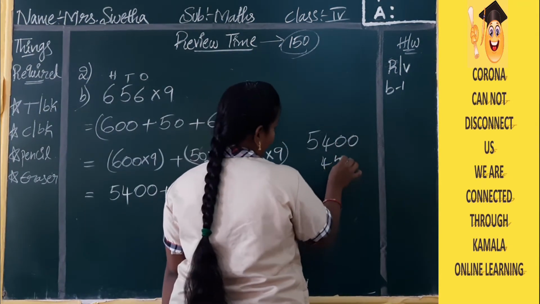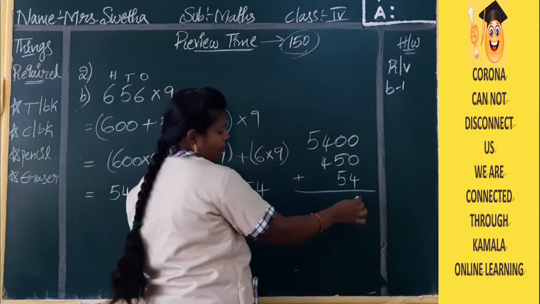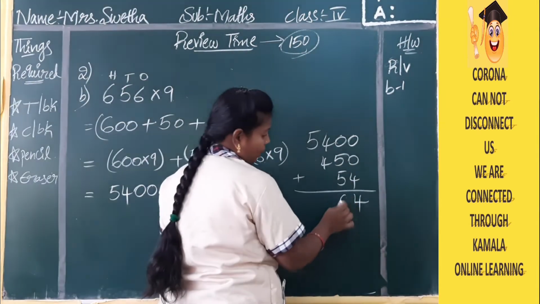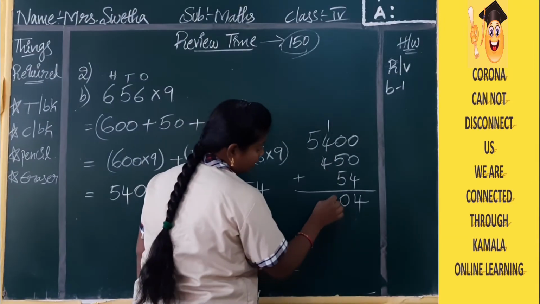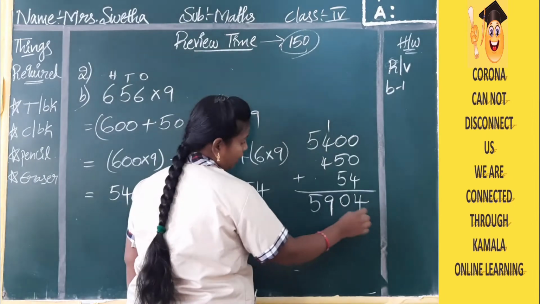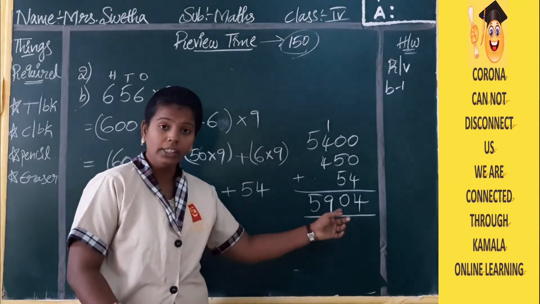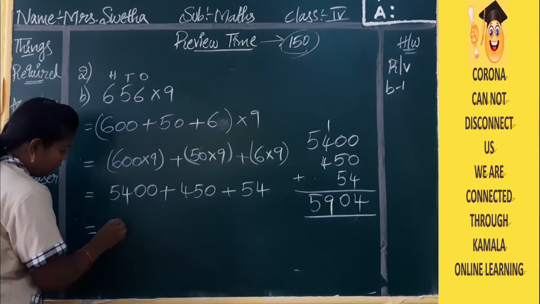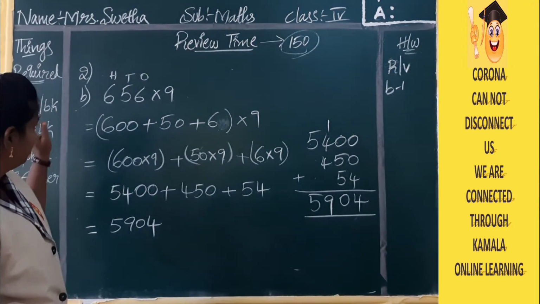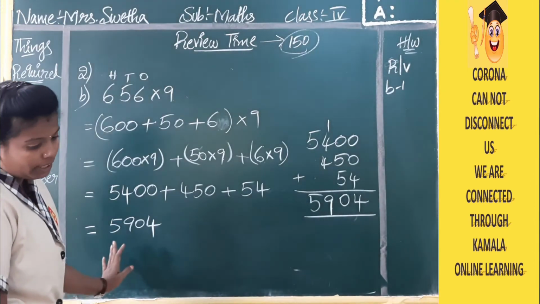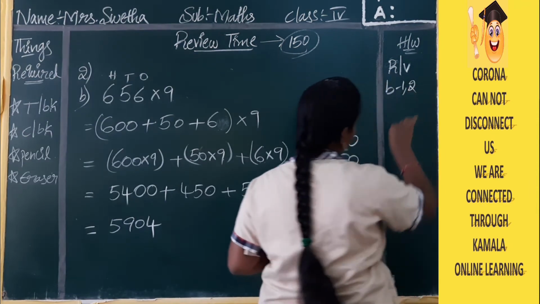5,400, 450 plus 54. Now add all these. Zeros plus 4, 4. 5 plus 5, 10. 4 plus 4, 8. 8 plus 1 is 9. Now under 5 we don't have any number, so 5. See now, 5,904. Okay, so by this we have completed our second problem also. Like this you have to do all the remaining problems.